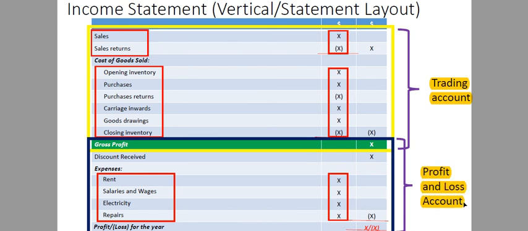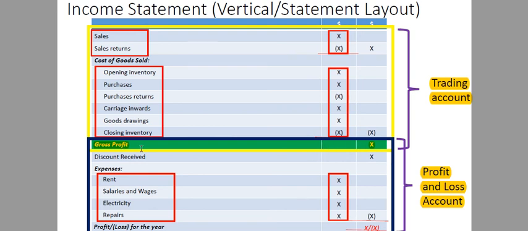And this has a common figure in there, which is in green. So this is the common figure, the gross profit. So this gross profit is common to both parts of the income statement. In other words, the first part, which is the trading account, finishes with gross profit, and the second part, which is the profit and loss account, begins with the gross profit.